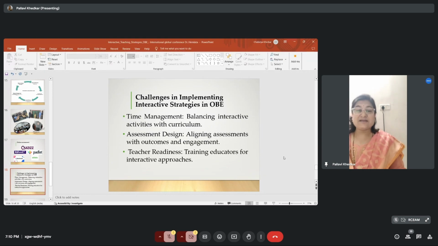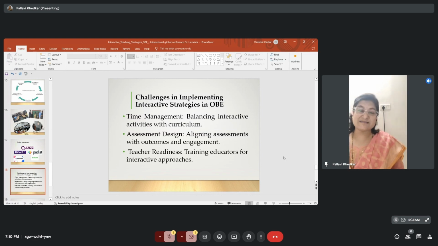The second is assessment design. Designing the assessment based on outcome is very difficult for the teachers. When we ask them to prepare a question paper, aligning it with the Bloom's taxonomy, aligning it with the course outcome, and aligning it with the program outcome, it becomes very difficult for the teachers to do that.